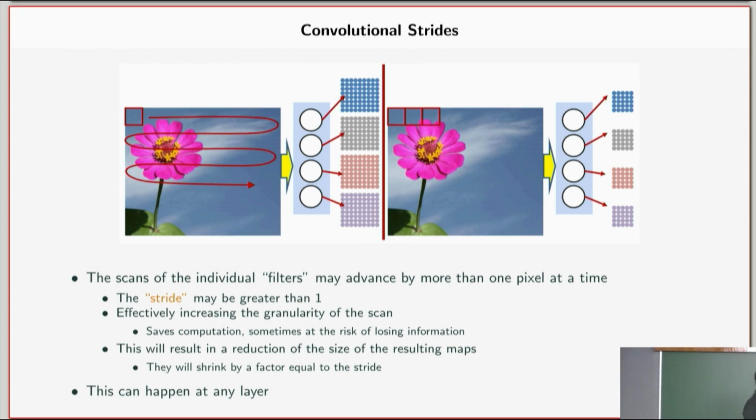So how much to stride? How many pixels do you want to go left? And similarly, once you scan the full row, then you have to come down. So how many pixels are you going to go down? These are called strides. So stride may be greater than 1.